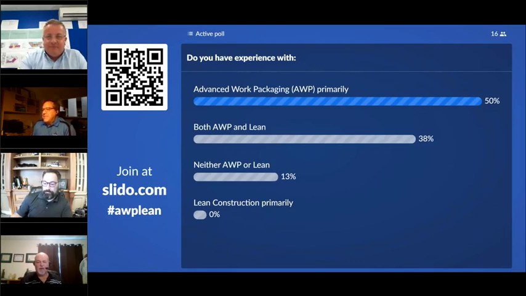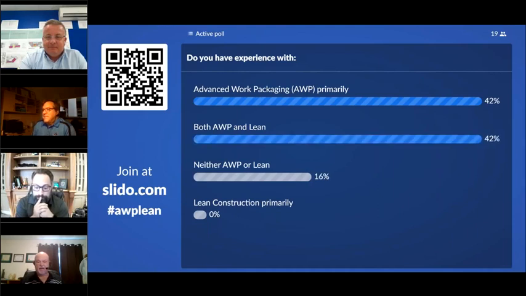So we're still only looking at a small portion of the people on the line, but I think you can see we've got a little bit more AWP knowledge. Then we've got AWP and lean. Very few have no knowledge of either, but basically the ones that only know about lean is very, very small. So guys, that gives you a better understanding of the audience. Now, Steve, can I get you to go to the second question that I posed?